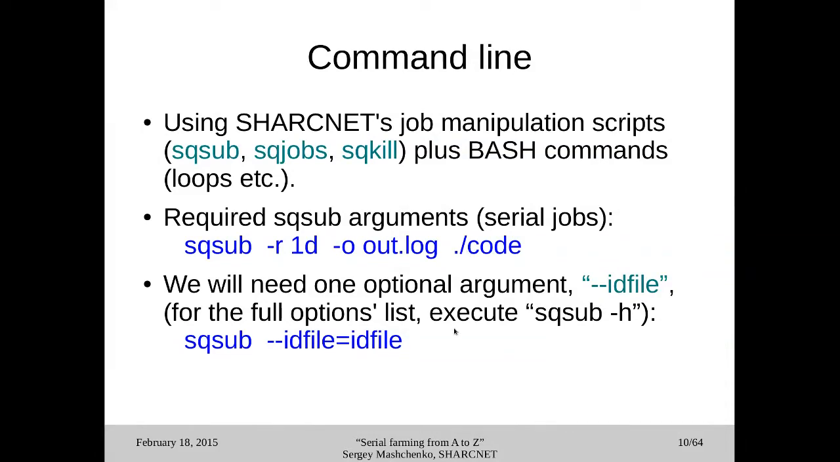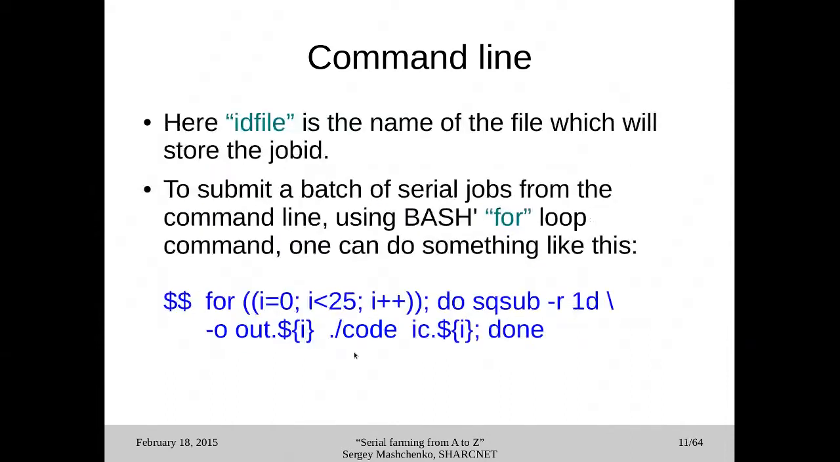We will need at least one more optional argument for sqsub: --idfile. The way to use it is to say sqsub with whatever arguments you're using, and then --idfile equal to the ID file. The ID file is the name of the file which will be created by this sqsub command and will contain just one single line with the job ID, the unique number identifying a job on this particular cluster. That will be the only content of that file.